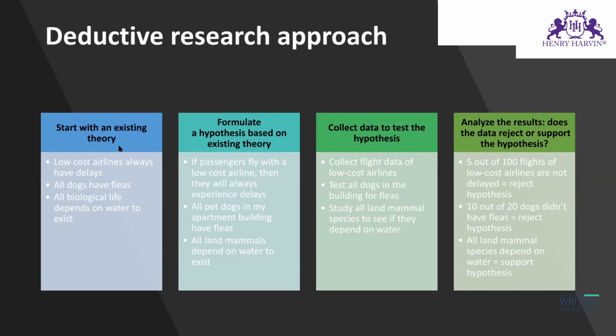Now in the second one, 10 out of 20 dogs did not have fleas. So when I did the observation, I found that it was not the case that all pet dogs had fleas. Out of 20, 10 had them. So that ratio was maintained, and again the hypothesis is rejected. But in the third one, it is supported. When we did this testing, we found that all land mammal species depend on water. So sometimes your theory will support the hypothesis, and sometimes it will not.